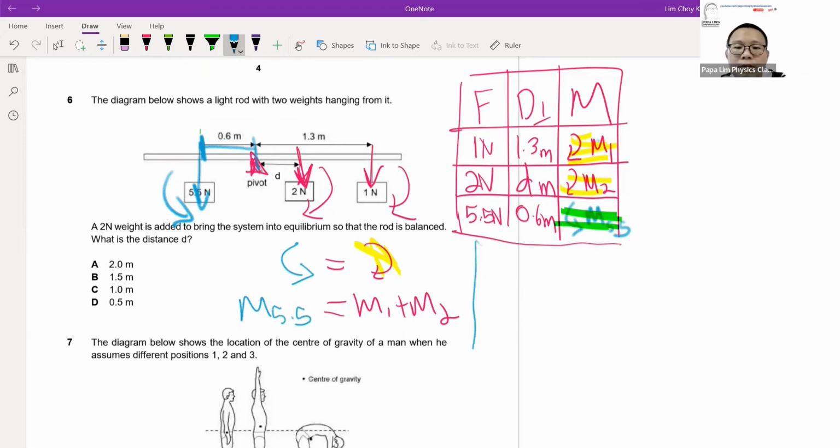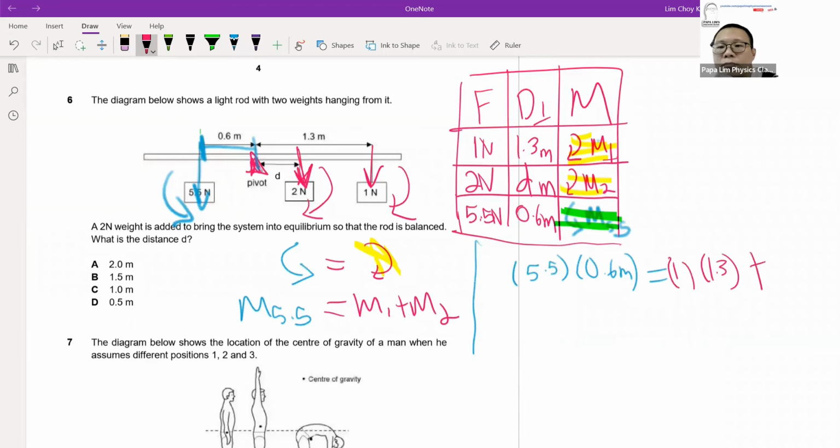After that, substitute all the variables inside. M5.5 consists of 5.5 multiplied by 0.6 meter. M1 will consist of 1 Newton multiplied by 1.3 meter. Then M2 will be 2 Newton multiplied by D, which is the perpendicular distance. From there, you can work out D with simple algebra, and you'll be able to work out the value of D. The value of D, which we have here as C, will be 1 meter, 1.0 meter.